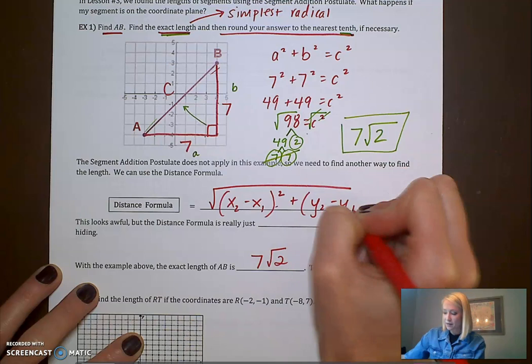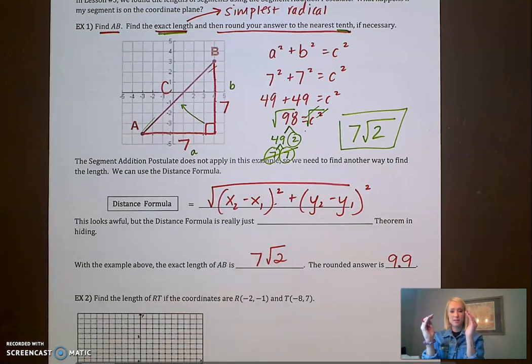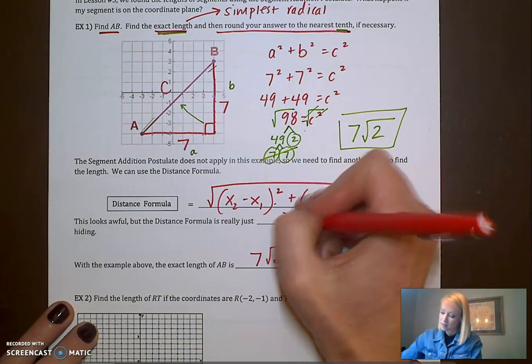Make sure you copy it down right. It's the square root of x2 minus x1 squared plus y2 minus y1 squared. Now, this looks terrible, but honestly, guys, the distance formula is really just Pythagorean theorem, but hidden a little bit.